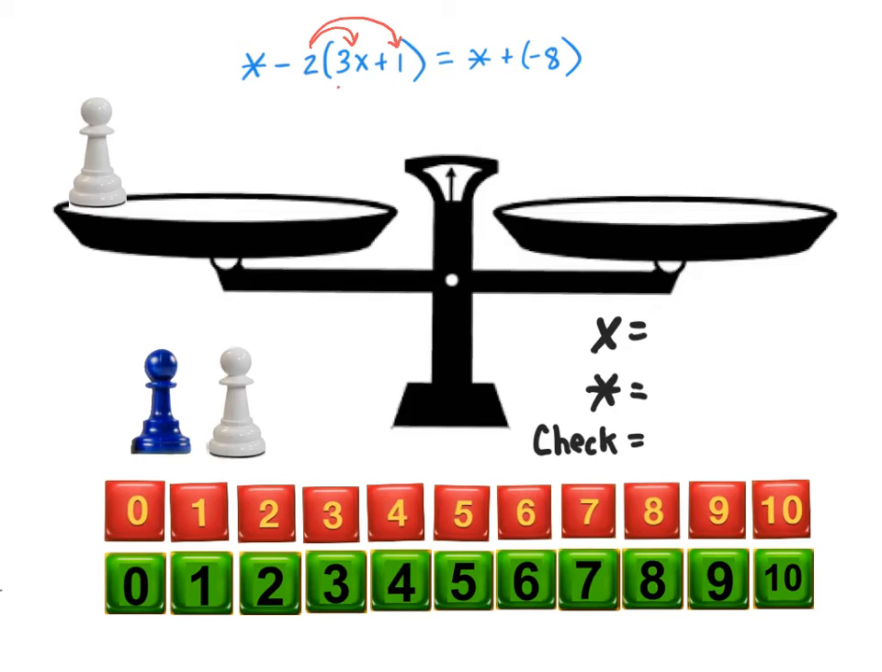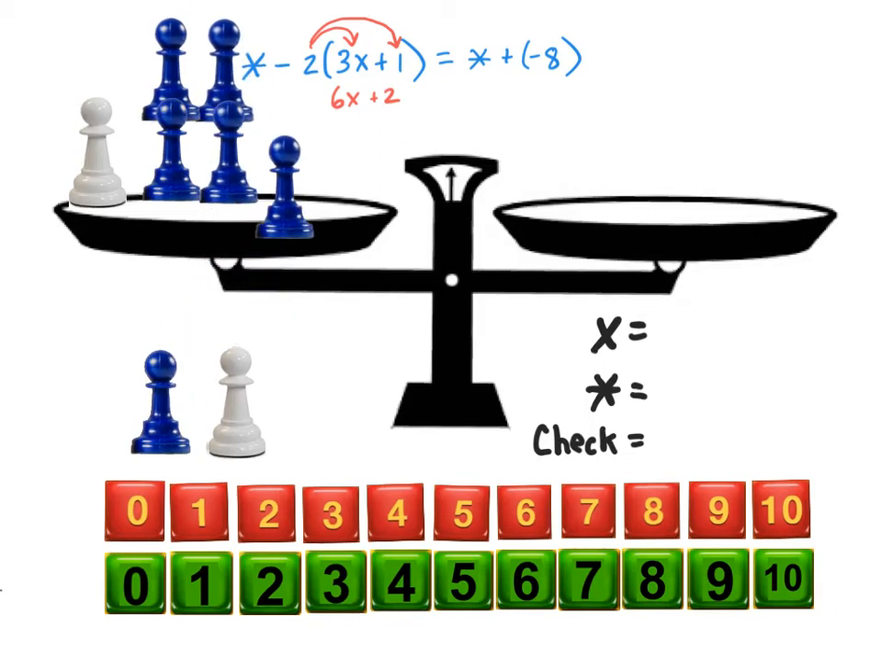And then we have 2 times 3x's, which is 6x, and then 2 times 1, which is 2. So we're trying to remove 6 x's and 2 positives from the left-hand side. Well, we don't even have any of those. So I know I'm going to have to add 6 x's and 2 positives. We have to kind of stack these. 3, 4, 5, 6, and then 2 positives.